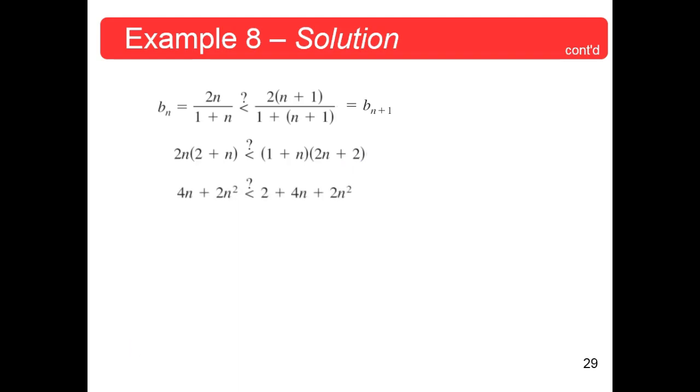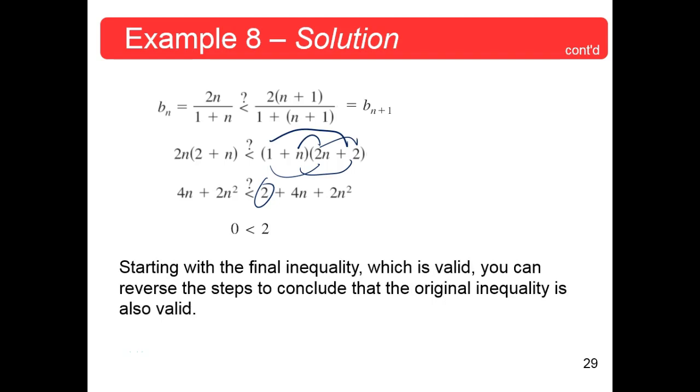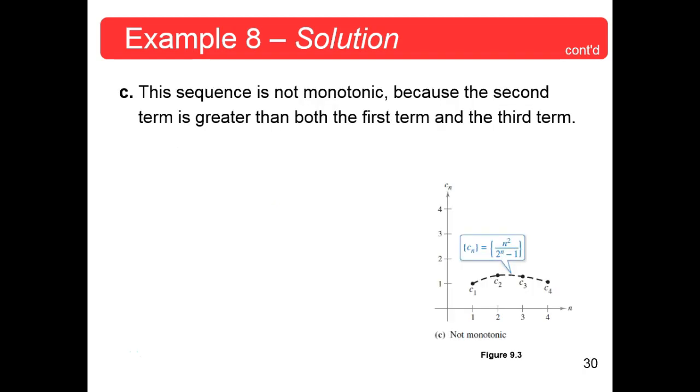So that is 4n plus 2n squared. Is that less than or equal to 2 plus 4n plus 2n squared? When you FOIL this, you get 2 plus 2n plus 2n, which would be plus 4n plus 2n squared. So obviously this is less than that because this has a 2 added to it. So for any n, it's always going to be 2 more than the previous. So 0 is less than 2. Always. Starting with the final inequality, which is valid, you can reverse the steps and conclude the original inequality is also valid.